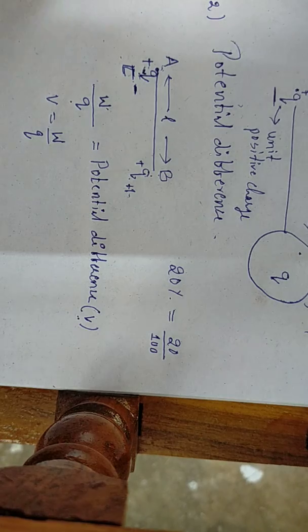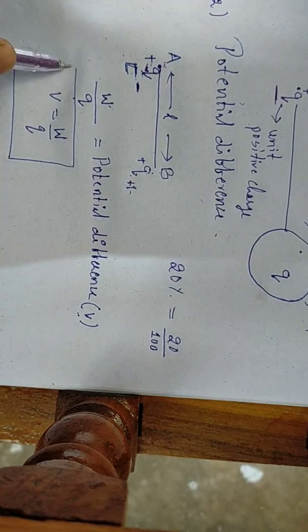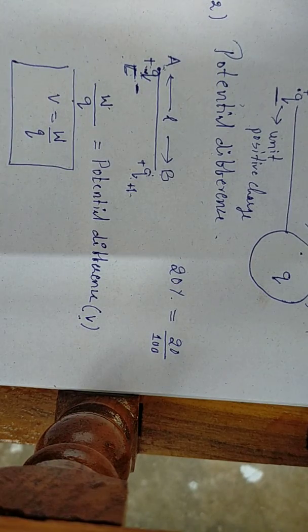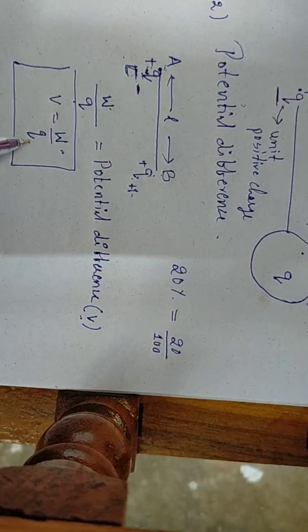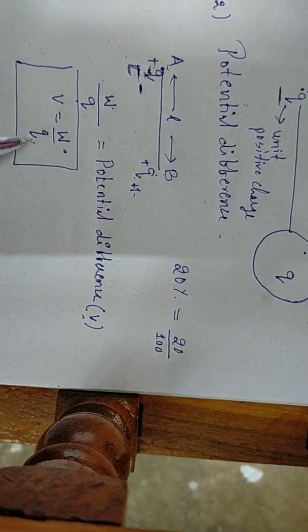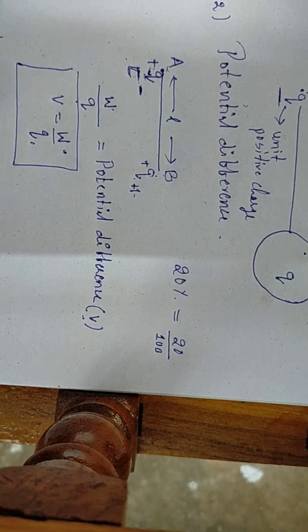Okay, so W by Q. So this is the formula for potential difference. Okay, work done per unit charge, unit positive charge. Work done per unit positive charge is called as potential difference. So what are the units for potential difference?